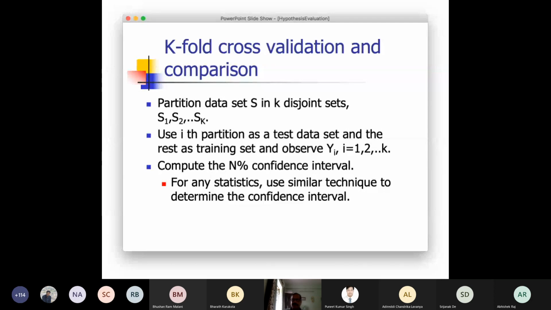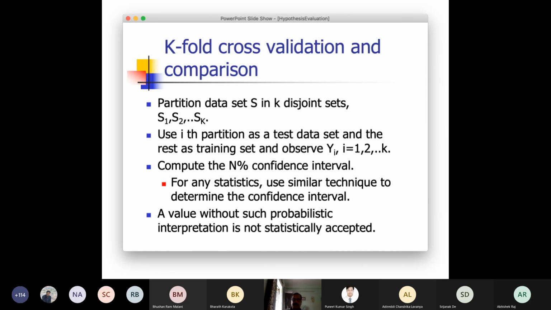So when you have k-fold cross validation, you should not give any particular point result. Rather, you should give the result as a distribution. So that is the summary. When you do performance analysis, it should have a probabilistic interpretation. Otherwise, it should not be accepted. It's not statistically accepted. It's a kind of chance result that you are reporting, and that is flawed.